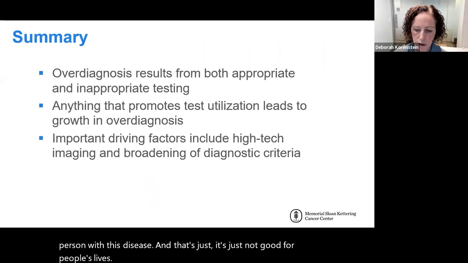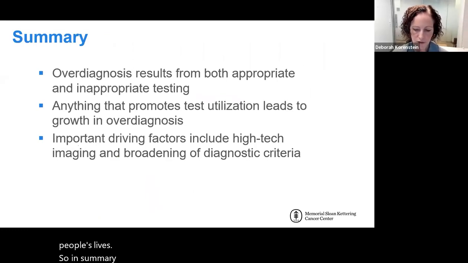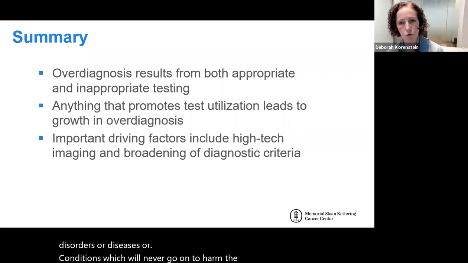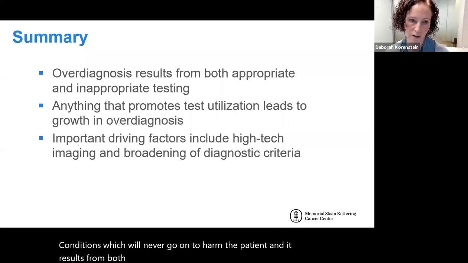So in summary, overdiagnosis represents the identification of disorders or diseases or conditions which will never go on to harm the patient. And it results from both appropriate and inappropriate testing. Anything that promotes test utilization will lead to more overdiagnosis.